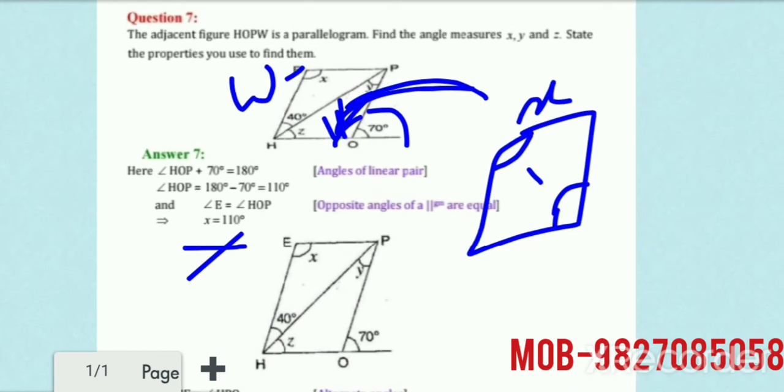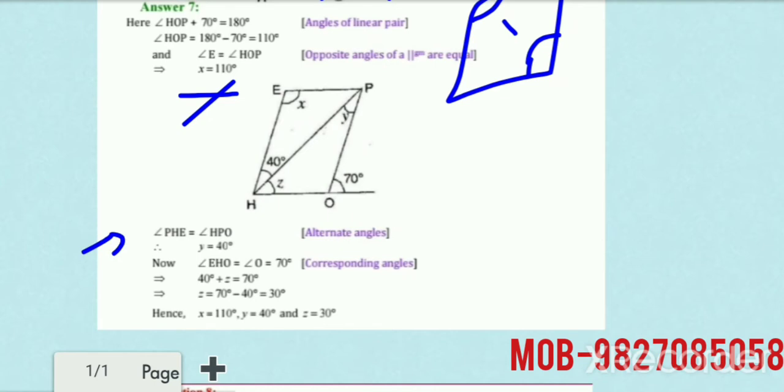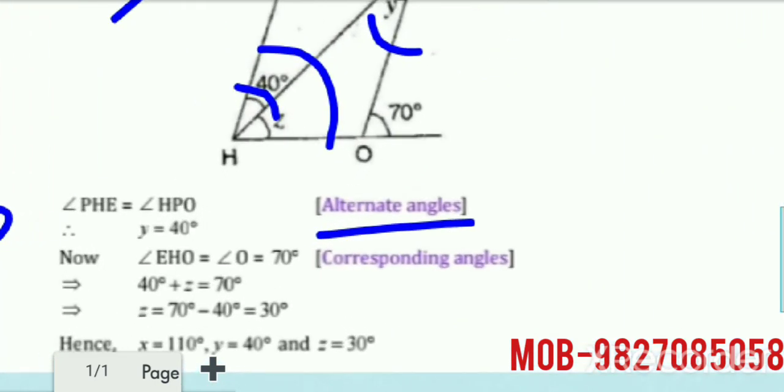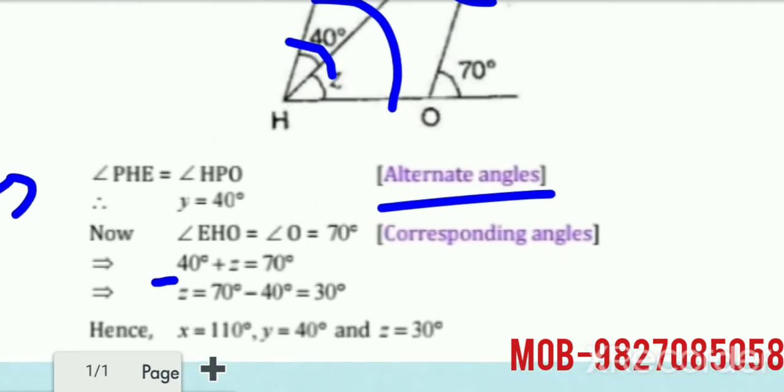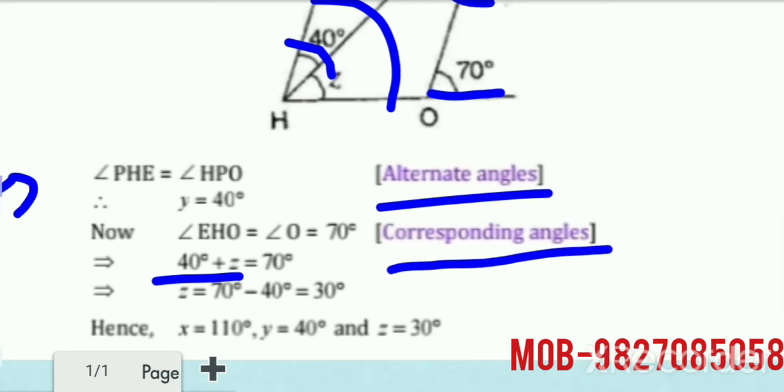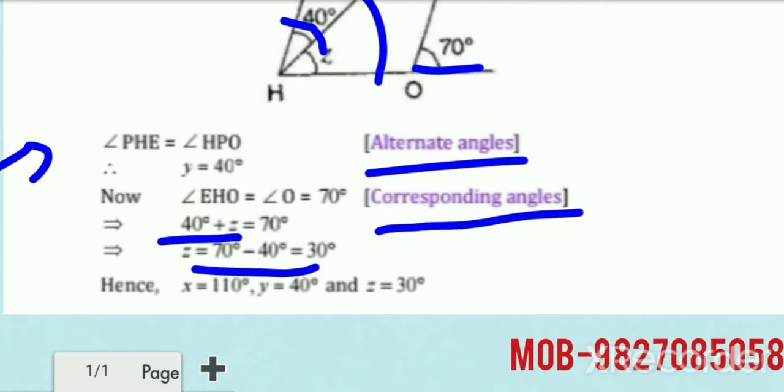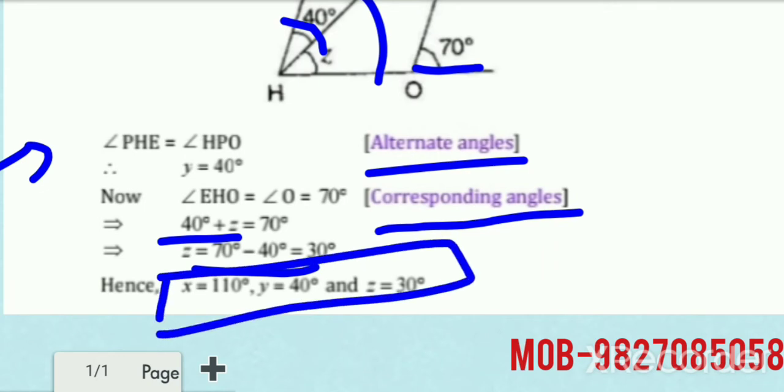Okay. Now again angle PHE means this is equal to 40. So y is also 40 because they are alternate angles. And again 40 plus z is equal to 70 because they are corresponding angles. Okay. Now solve for z. So we get the value of z is equal to 30. Therefore we can say that x is equal to 110, y is equal to 40 and z is equal to 30.